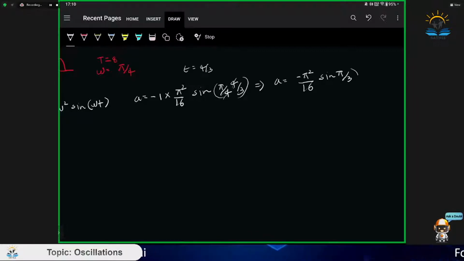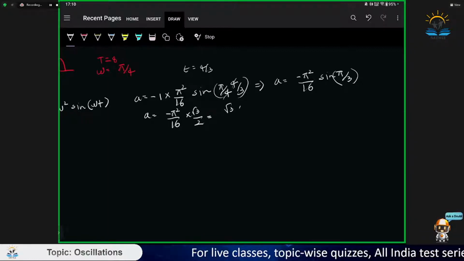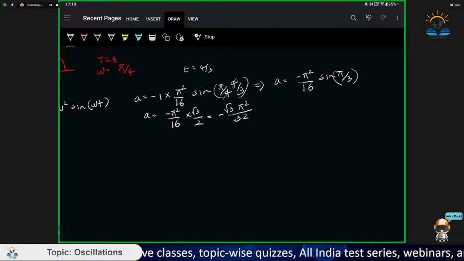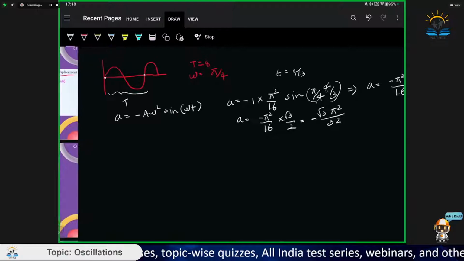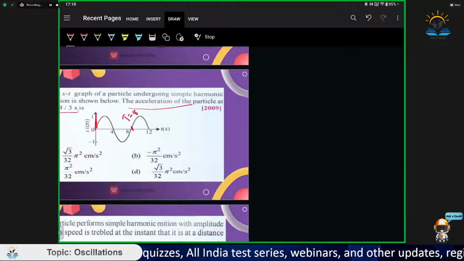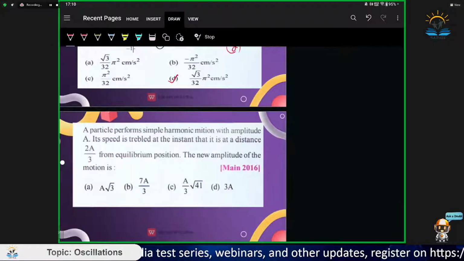What is sine pi by 3? What is sine 60? Sine 60 is root 3 by 2. Acceleration will be minus pi square by 16 into root 3 by 2, or minus root 3 pi square by 32 centimeter per second square. So which option is correct? Option D will be the correct answer. Yes, let's move on to the next question.